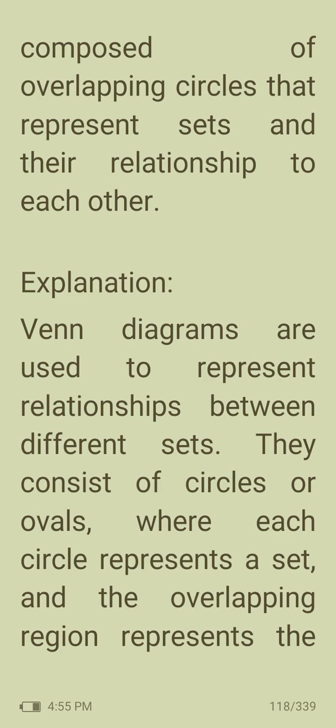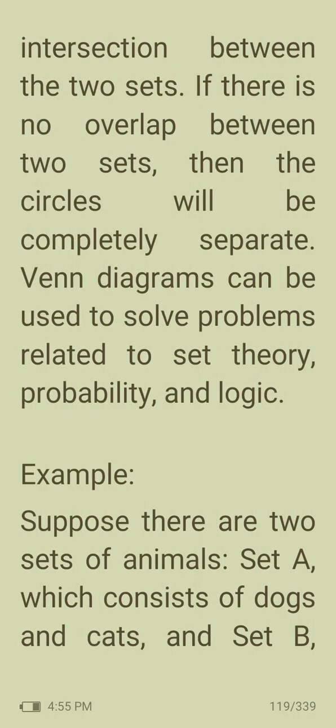They consist of circles or ovals, where each circle represents a set and the overlapping region represents the intersection between the two sets. If there is no overlap between two sets, then the circles will be completely separate. Venn diagrams can be used to solve problems related to set theory, probability, and logic.